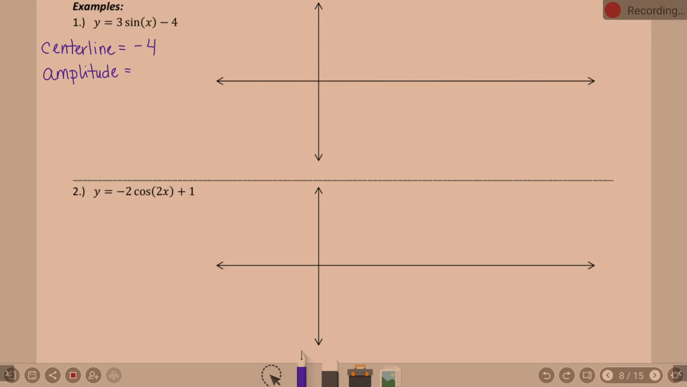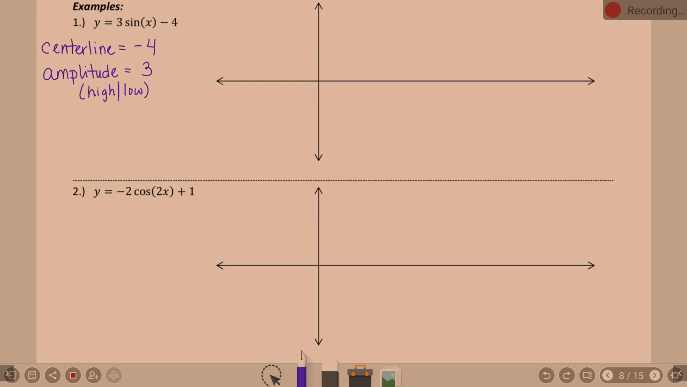Amplitude is represented by the absolute value of A. So basically it's the A value. What's my A value here? 3. A is the 3 out front, yes? Okay, so my amplitude is 3. That's basically going to be how high and low my graph goes. And again, we're going to label this in a moment and it'll make sense.